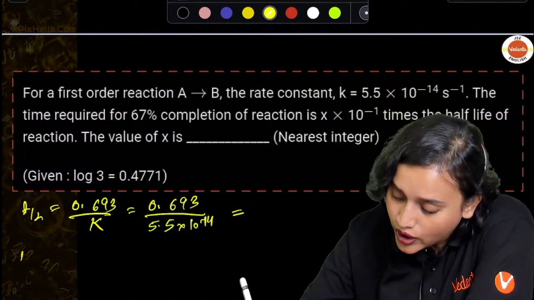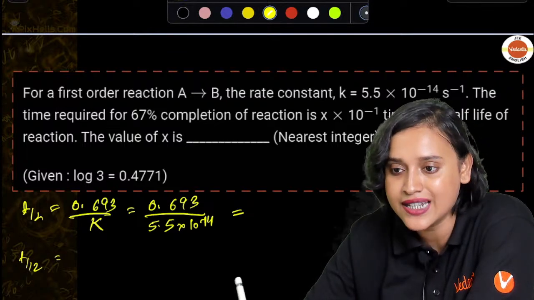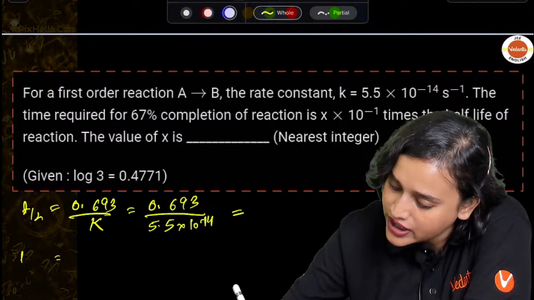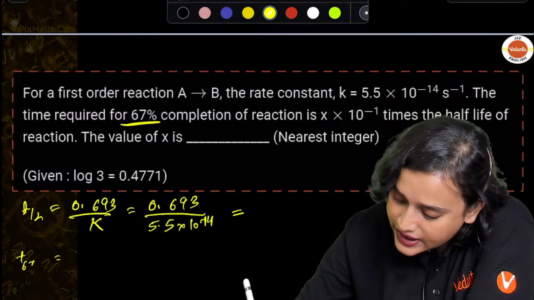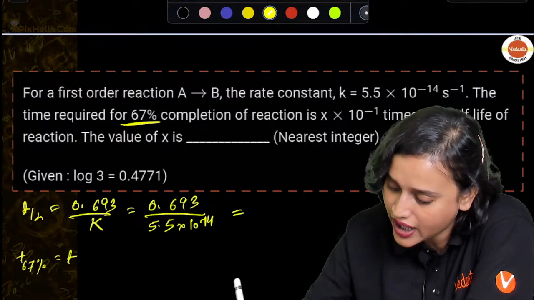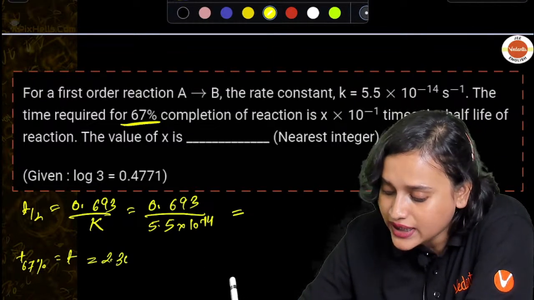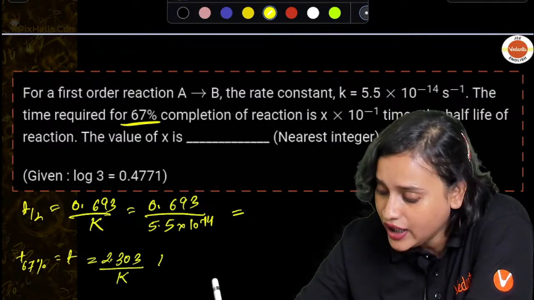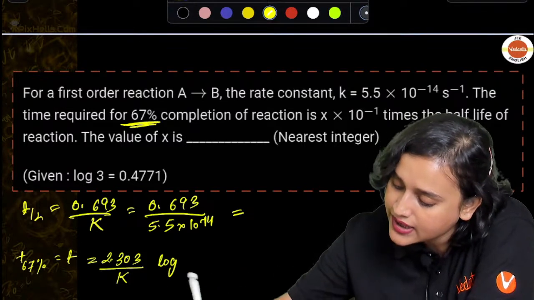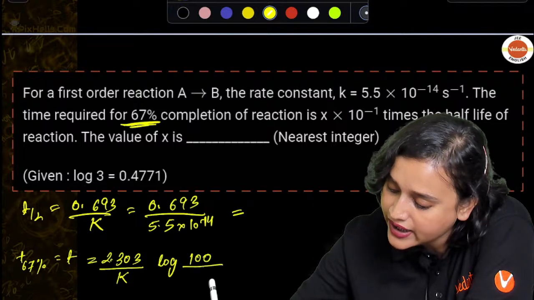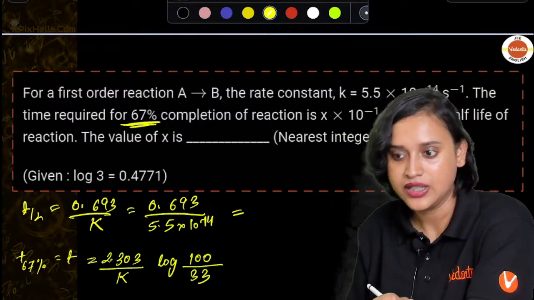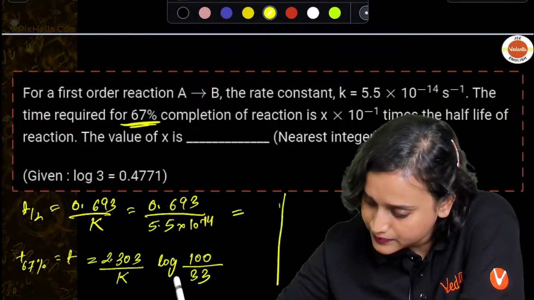Okay. Then what we can do is, now T half is equal to, no, not T half, sorry, T 67%. As per the question, T 67% is equal to, first order reaction, right? So T is equal to 2.303 divided by K log of the 67% completion. That means initially 100, 100 minus 67 is how much? 33. Yes. Okay.